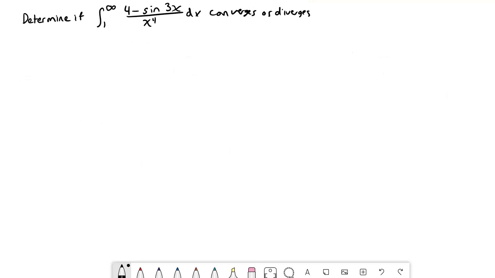Here we go, second question. Determine if this integral dx converges or diverges, right? We don't have to find the value of it, we just have to find if it converges or diverges. It's a very weird looking function. Let's simplify it, or manipulate it just to make it look a little bit nicer. So I'm just going to rewrite this.